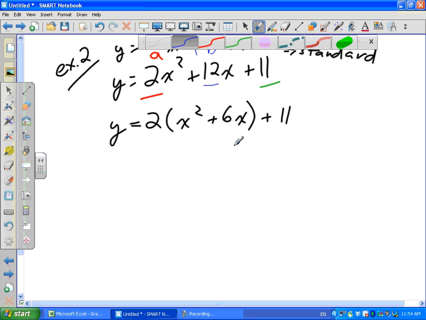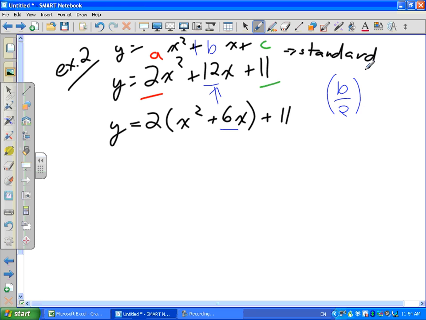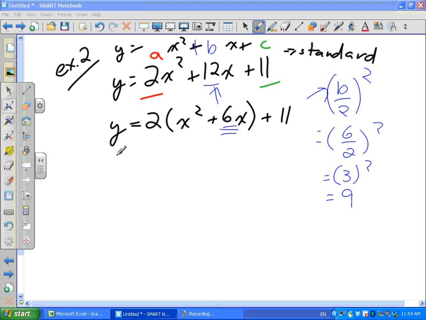And I remember I was calling this our b. Technically, it's not our b. You'll notice the number has changed. But we need to put it into a little equation. B divided by 2 squared. Okay? So now our b is the number 6. It's changed. So I put 6 into this equation. What is 6 divided by 2? 3. And 3 squared? 9. Okay. So that is the number that we're going to add and subtract in the bracket.